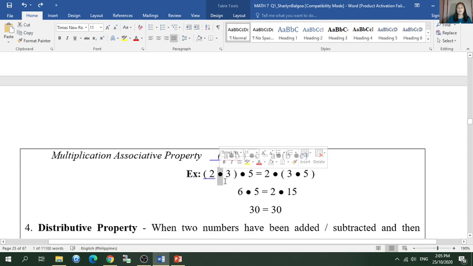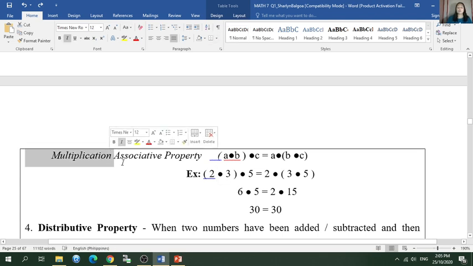In higher mathematics, this sign or symbol is one of the symbols used in multiplication. Sometimes in lower mathematics, you will make use of the times sign. In higher mathematics, you can have dot, you can have parentheses, or you can have brackets, and so on. Okay, maraming mga symbol na pwedeng gamitin mo sa multiplication.